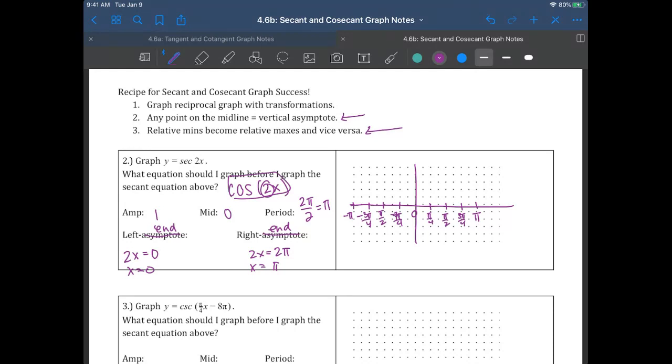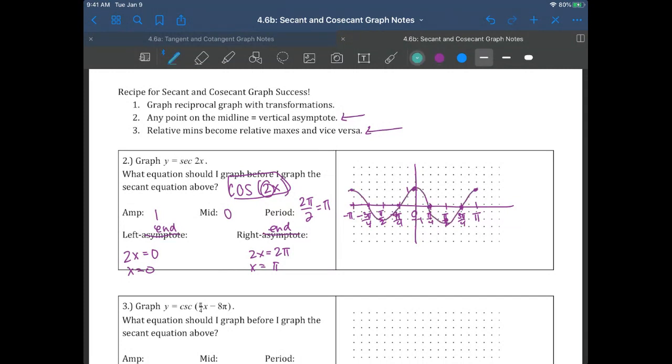Okay, so the next thing to do is just to graph in the cosine graph. The midline is at 0, and the amplitude is 1. So I'm going to go 1, negative 1. Cosine starts at the high point, goes to the midpoint, down to the low, mid, high, mid, low, mid, high. It continues on.